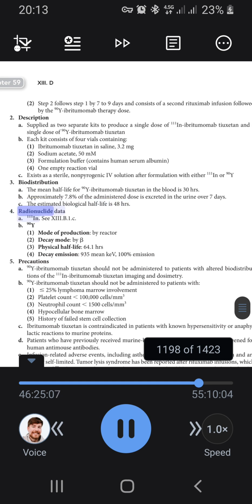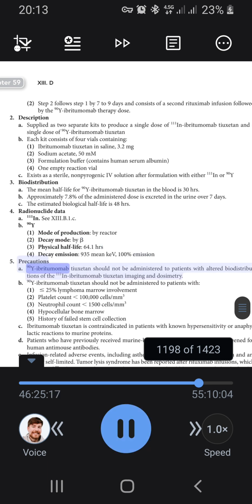4. Radionuclide data. A. Indium-111. B. Yttrium-90: mode of production by reactor. 2. Decay mode: by beta. 3. Physical half-life: 64.1 hours. 4. Decay emission: 935 mean keV, 100% emission.